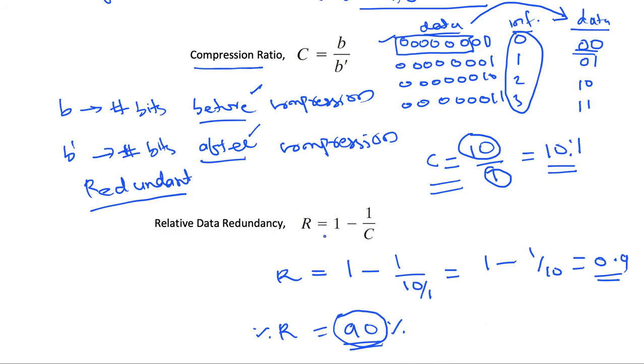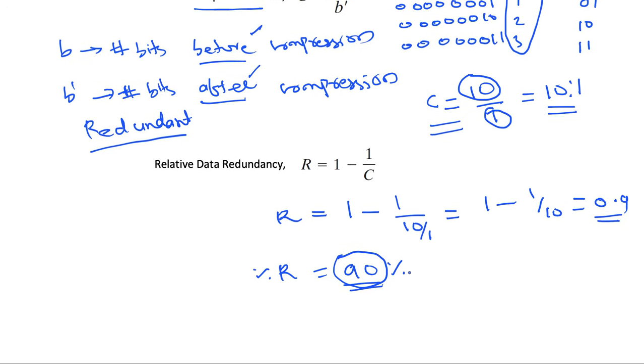Relative data redundancy is giving us what percentage of the data was redundant, or which was actually unwanted. So we are finding that number using this equation, that is R is equal to 1 minus 1 by C, which is equal to 1 minus 1 by 10, or 0.9. If I convert that into percentage, it is 90%. That means that 90% of the data used before compression was actually unwanted. So we can exploit that unwanted data to make the data representation shorter. That makes the compression process possible.